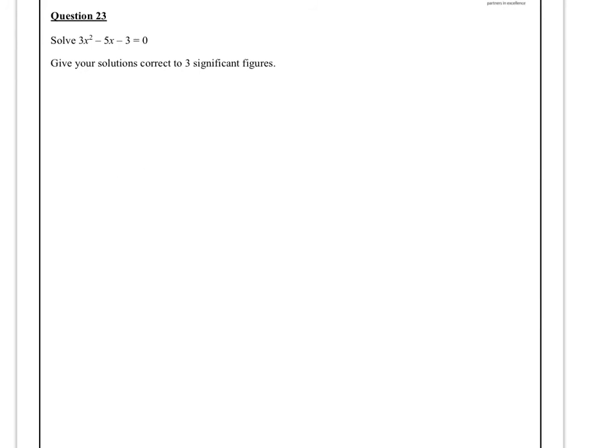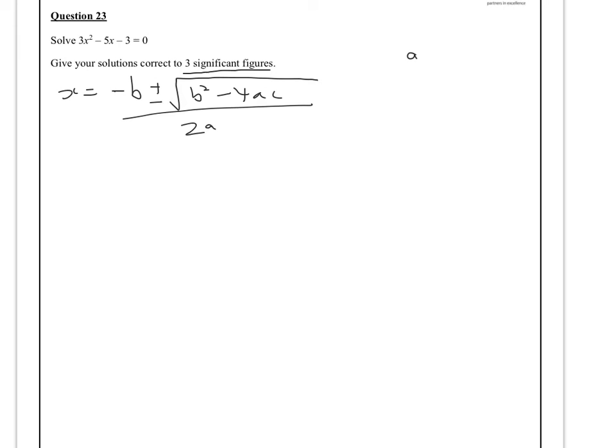Question 23. Solve 3x squared minus 5x minus 3 equals 0. Give your solutions correct to 3 significant figures. When we're solving quadratics, sometimes we can factorise them, but when we're asked to round, it's quite a good clue that it's going to be very, very difficult to factorise, and it's more appropriate to use the quadratic formula, which is minus b plus or minus the square root of b squared minus 4ac over 2a. So we need to state what a is, what b is, and what c is.